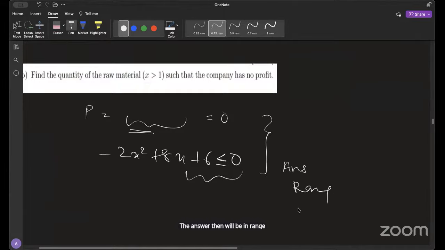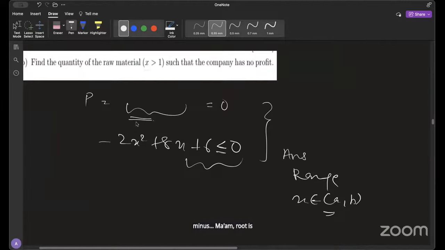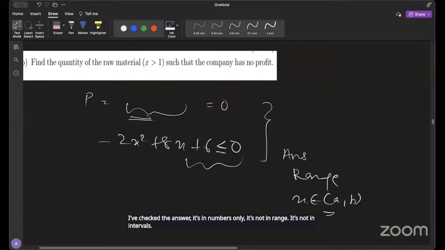Range, ma'am, means x belongs to a, b. In this form, ma'am, you get the root as minus 1 to 3. Can you check the answer also? I've checked the answer. It's in numbers only. It's not in range. It's not in intervals.